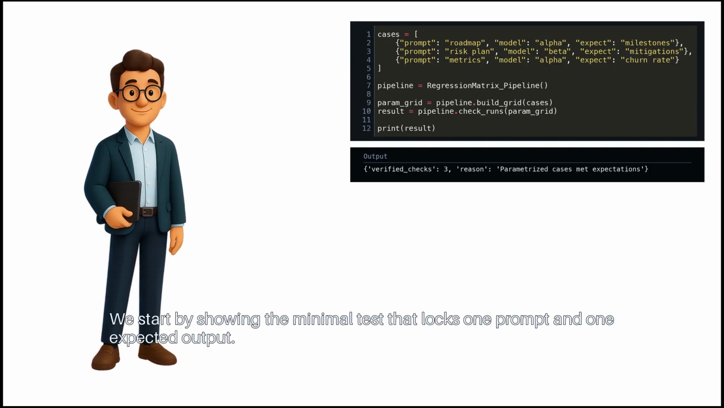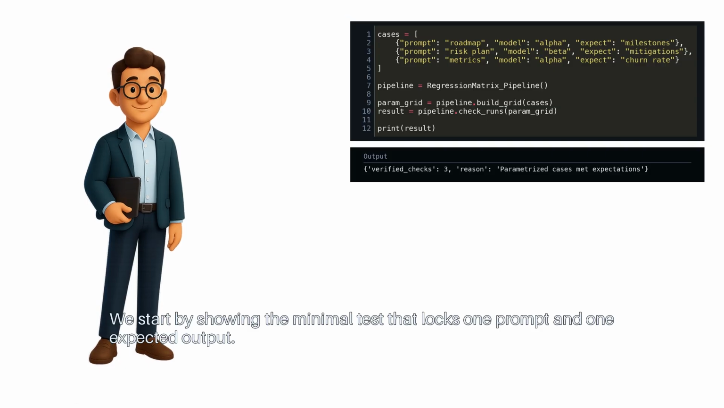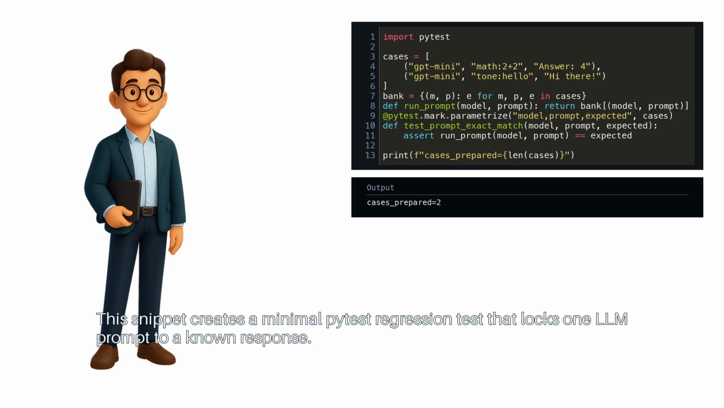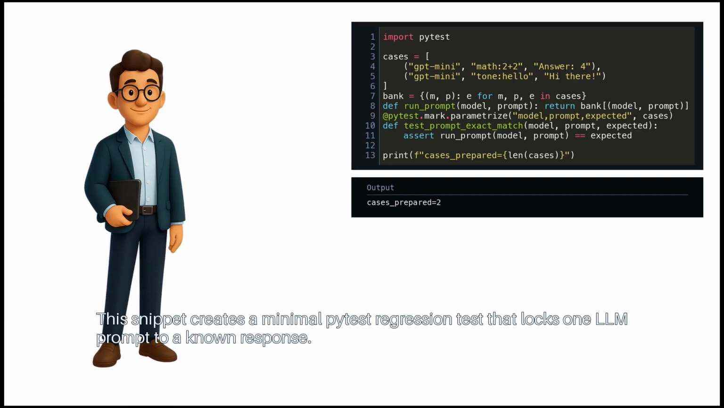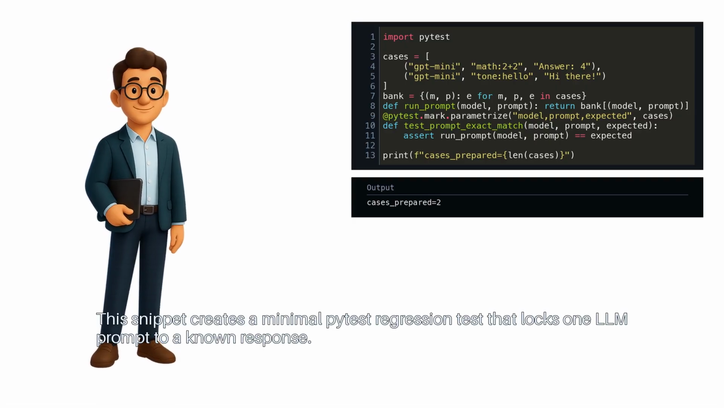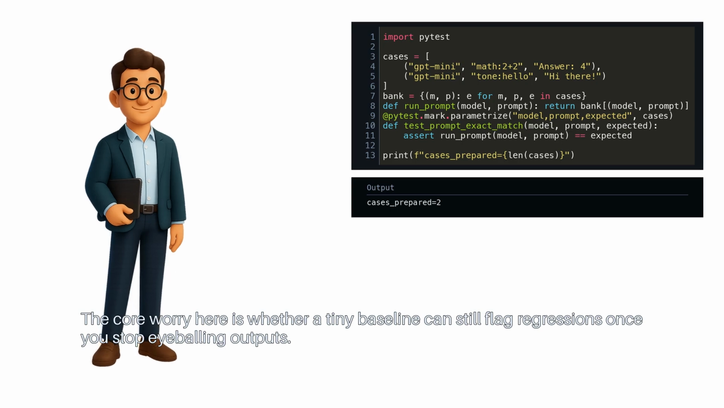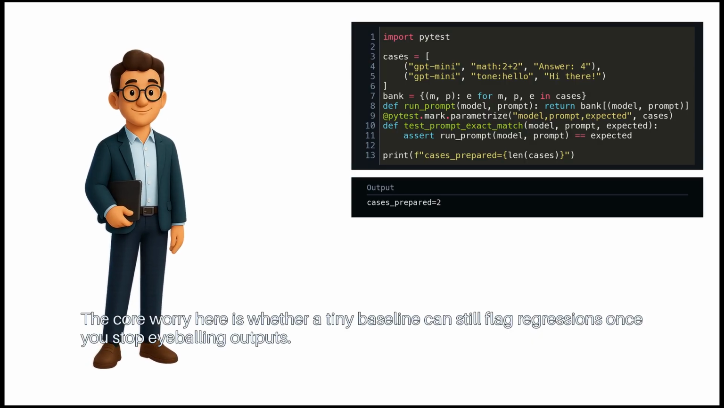We start by showing the minimal test that locks one prompt and one expected output. This snippet creates a minimal Pytest regression test that locks one LLM prompt to a known response. The core worry here is whether a tiny baseline can still flag regressions once you stop eyeballing outputs.